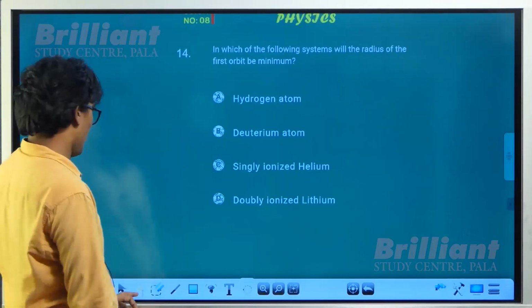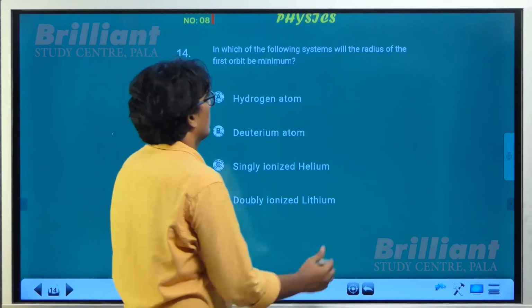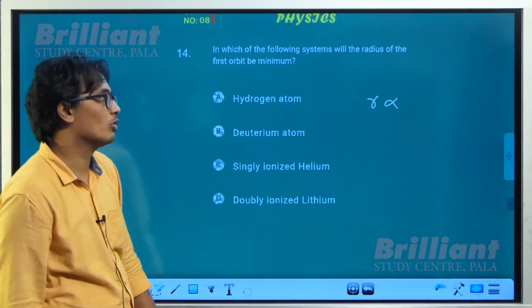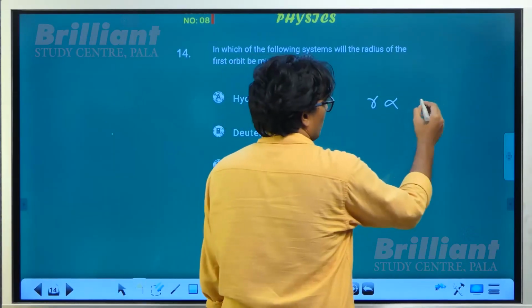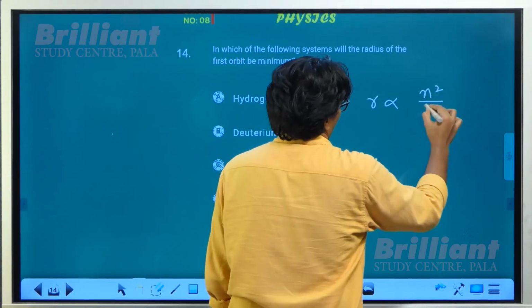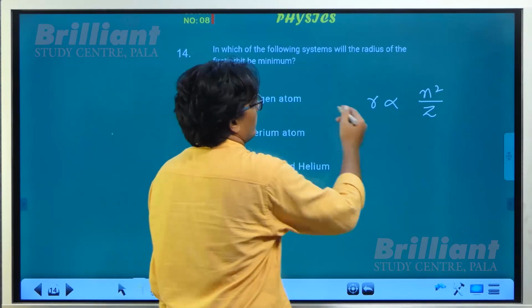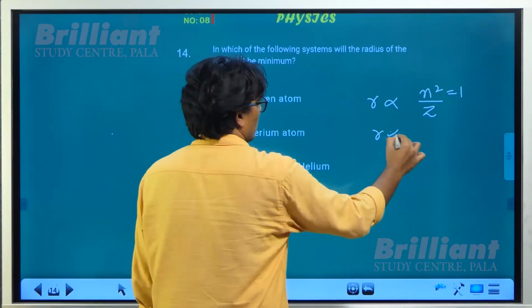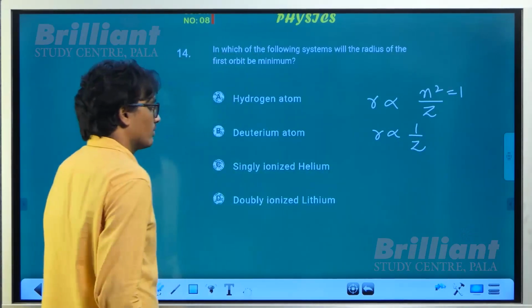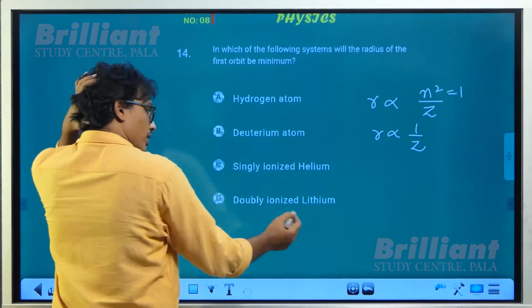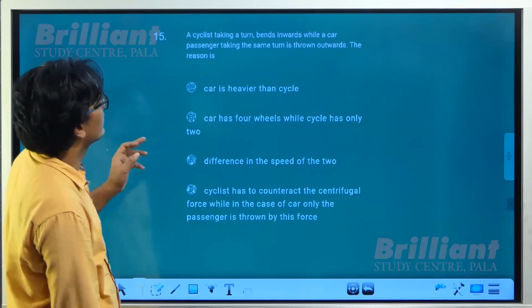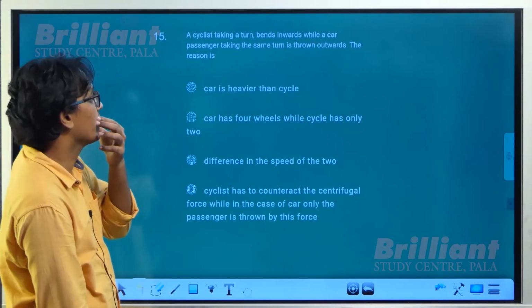Next, in which of the following systems will radius be minimum? Okay, we'll assume all follow Bohr's model. So radius is proportional to n square by z. First orbit, so n is equal to 1. So radius is proportional to 1 by z. So z is maximum for lithium. So r is minimum.